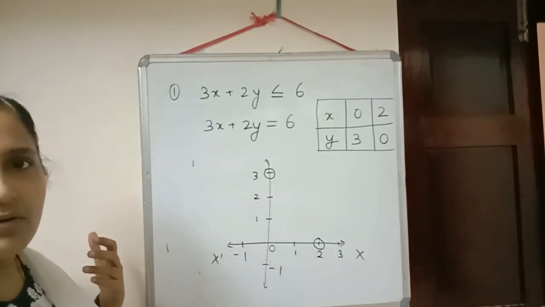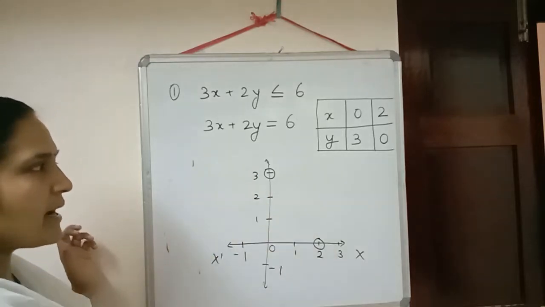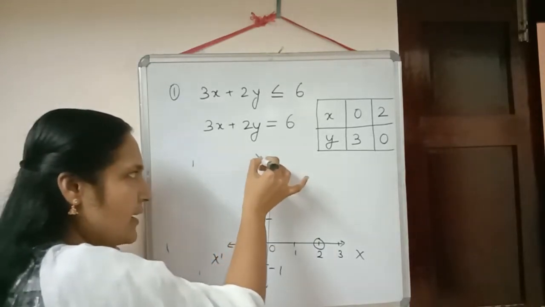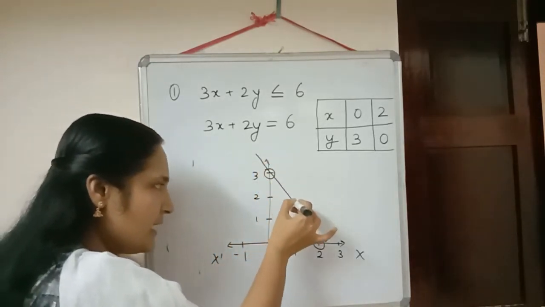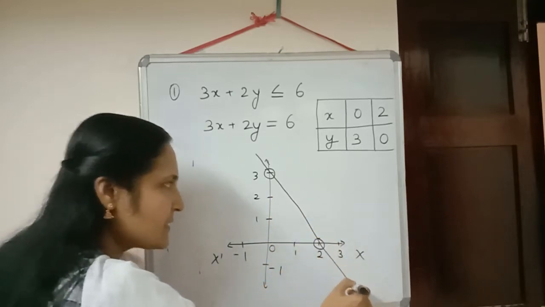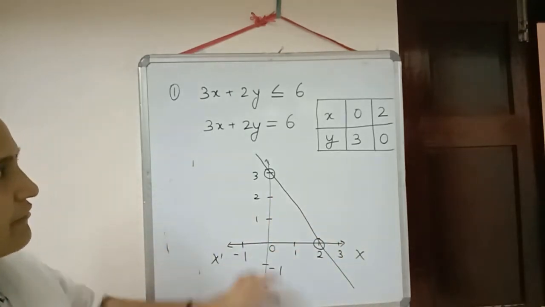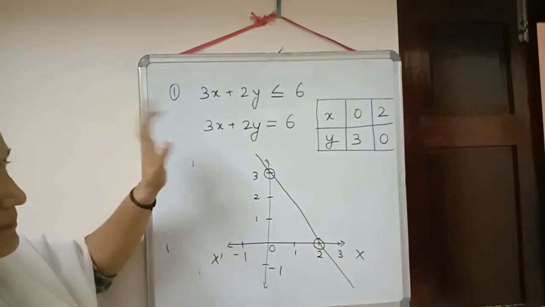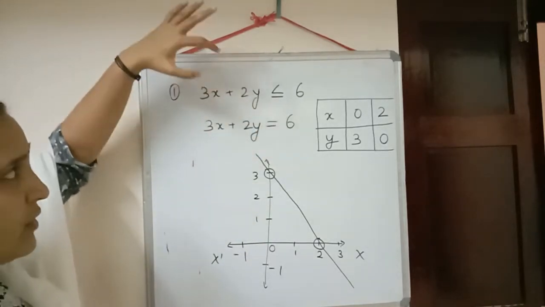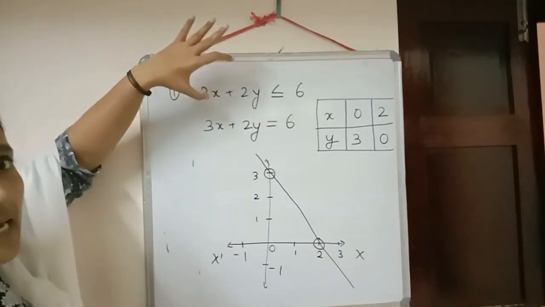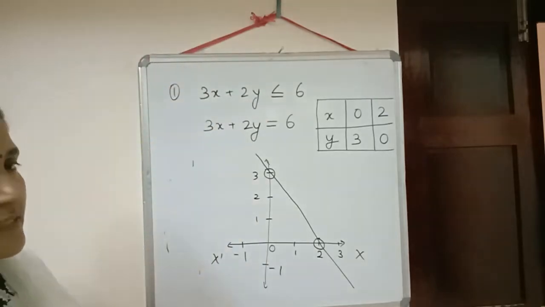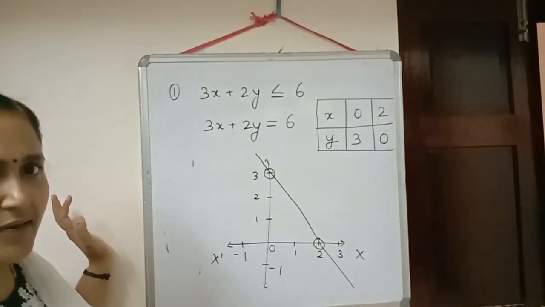What will we do now? Yes, we will draw a straight line passing through these 2 points. So in this way you can draw the straight line with the help of a scale. So this is the graph for the equality. But we don't want this one. We want the solution region for this inequality. So our first step is over. We have drawn the graph there.